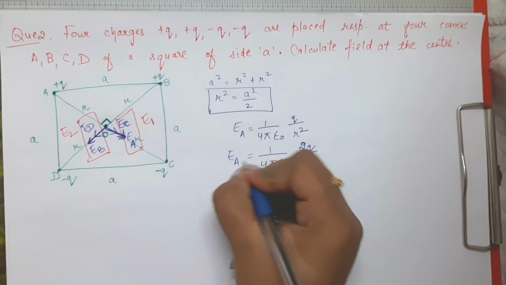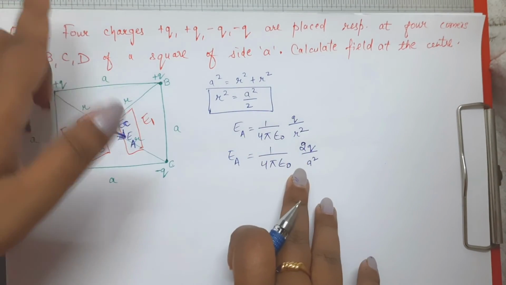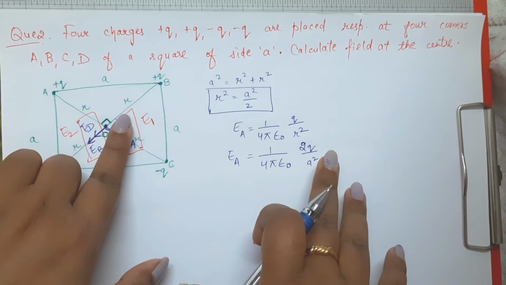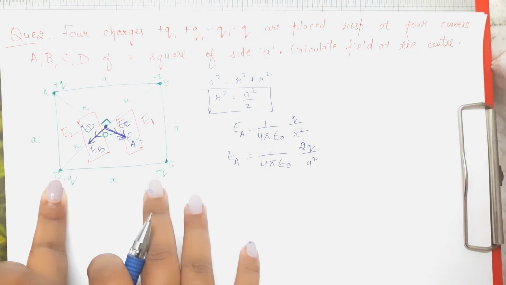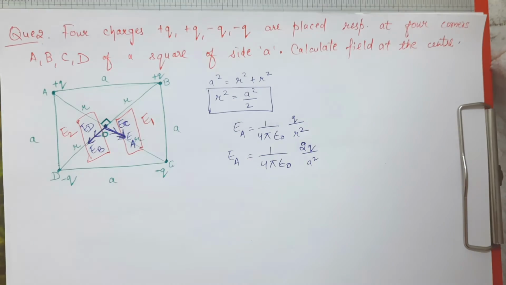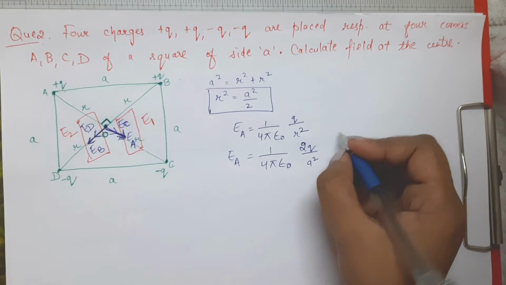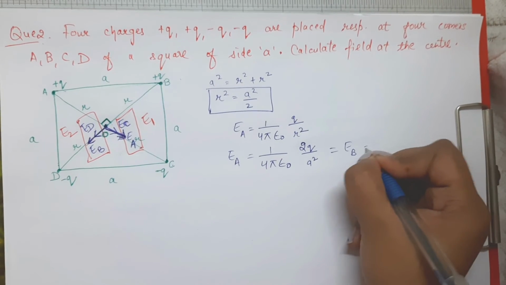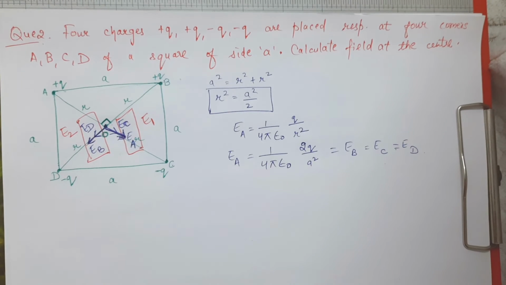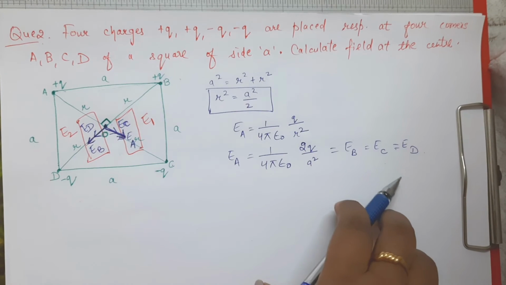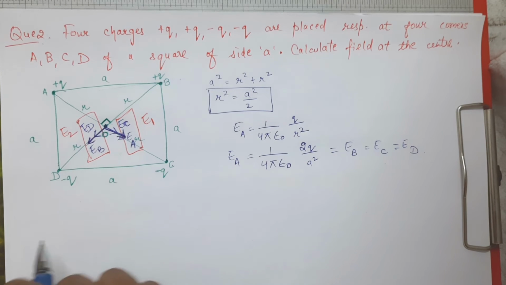This will be EA. Similarly, if you are going to find for EB, that will be what? 1 by 4 pi epsilon naught q by r square. Similarly for C also, for D also, right? Because we are not taking into account the negative sign, right? And because all are q charges, so fields will be same. So this will be equal to EB also, EC also and ED also. Directions are not taken into account right now. We are just discussing about the magnitude. So magnitude of all these four fields will be same.